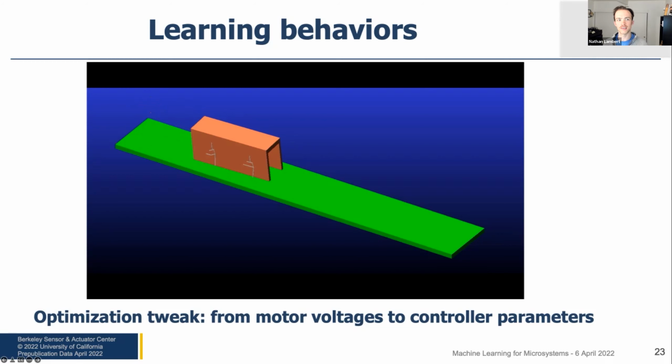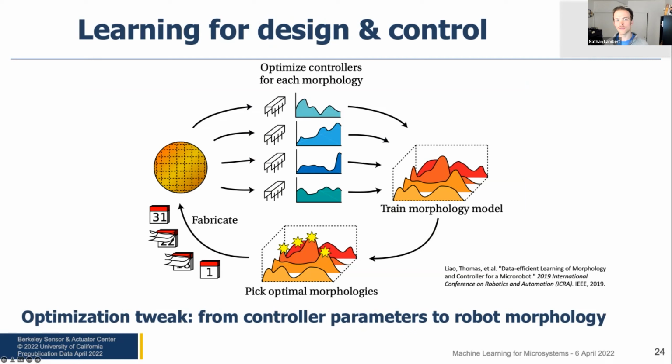So another step that we can take is we can go from low-level controls to behaviors, and next we can go from behaviors to design. So what we can do is also include the physical design parameters of the robot or of some other system from your BSAC member project, and we can put that into the same model-based reinforcement learning optimization framework.